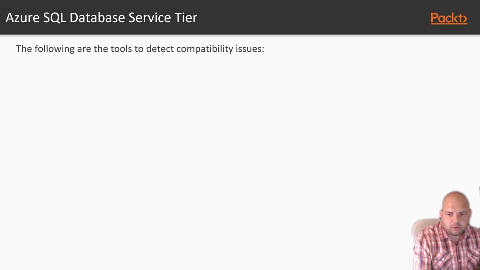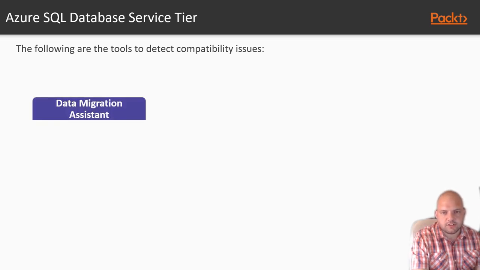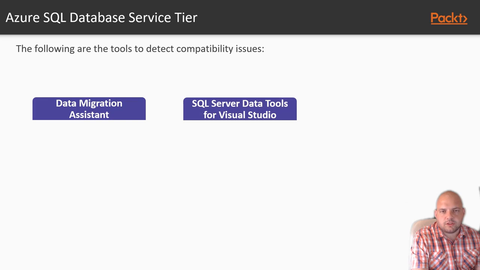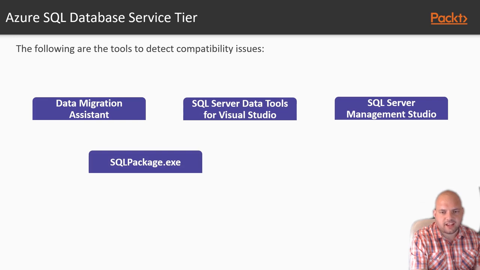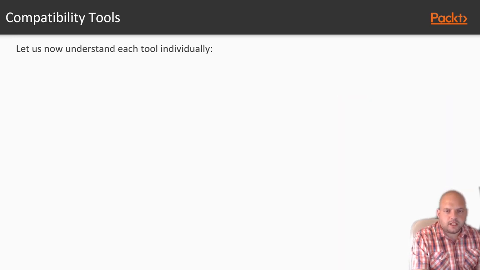There are a number of tools available to detect these compatibility issues. However, these tools can be used to migrate the databases as well. However, in this section, we're just going to talk about compatibility. The tools include the Data Migration Assistant, SQL Server Data Tools for Visual Studio, SQL Server Management Studio, SqlPackage.exe, and the SQL Azure Migration Wizard. Okay, let's look at each tool individually. We'll start with the Data Migration Assistant.